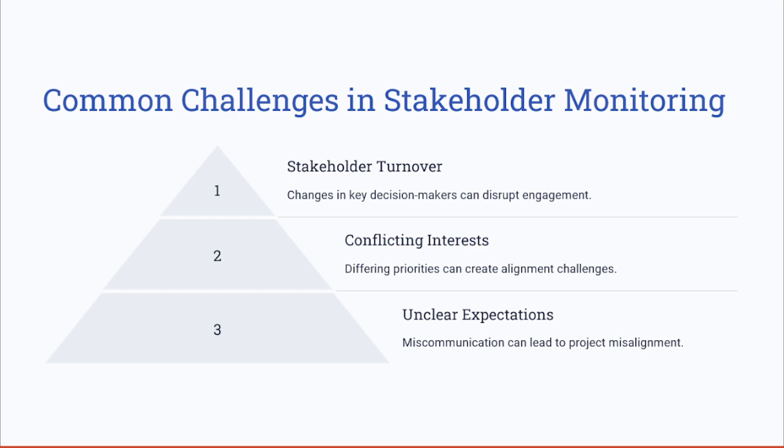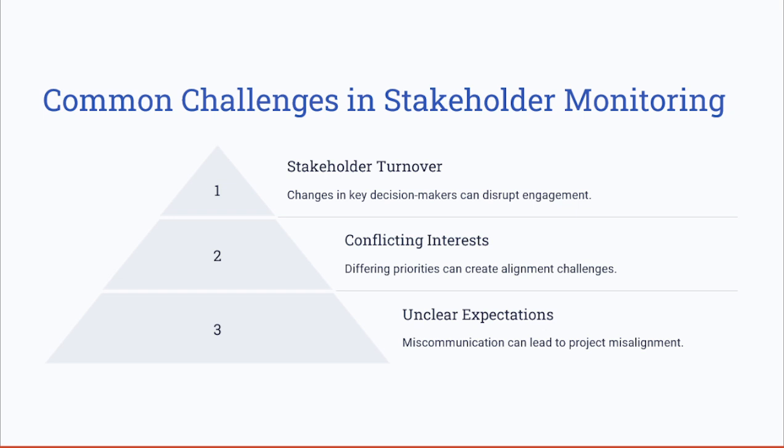Now you have to understand the new communication preferences of the new stakeholders or the new decision makers, so it might sometimes disrupt the engagement process. The second is conflicting interests, and we have talked many times about conflicting interests. Different stakeholders have different priorities, which can create alignment challenges or misalignment. So it's very important to understand each of these stakeholder interests and align the project goals with their interests and with their benefits to their teams.